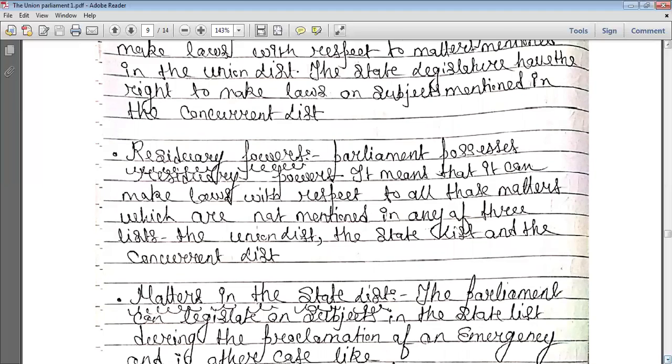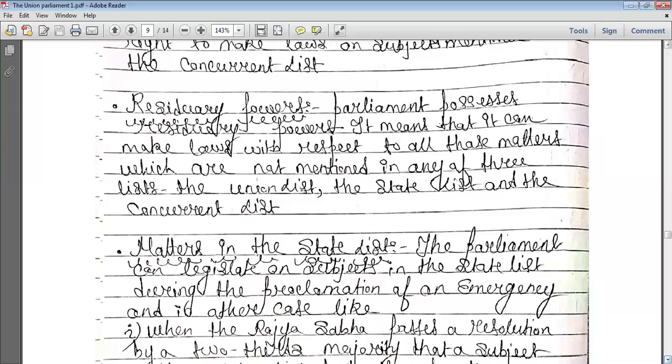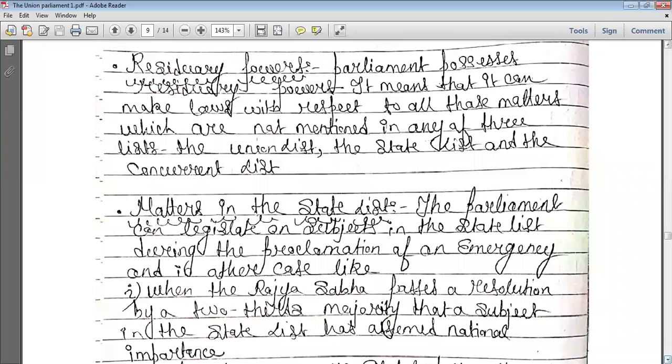Like that, residuary power means those powers in which parliament has the right to make laws with respect to all those matters which are not mentioned in any of the 3 lists. That means the parliament has the right to take decisions and give any viewpoint without taking help from any of the 3 lists. Clear?